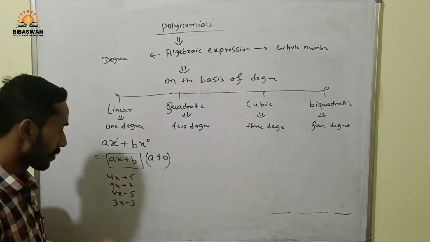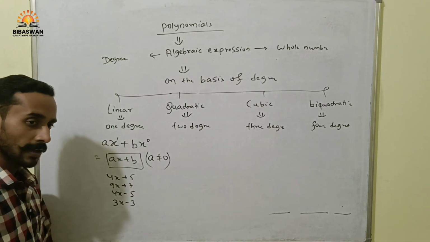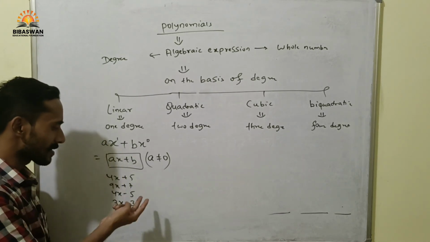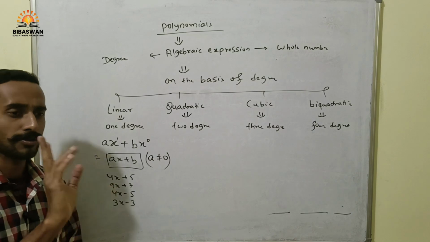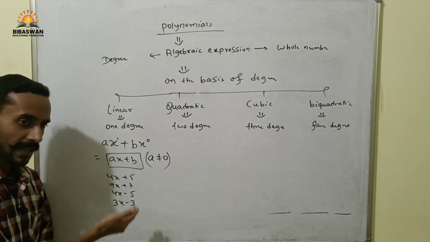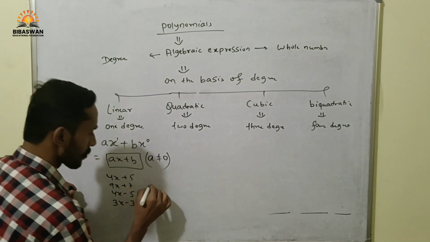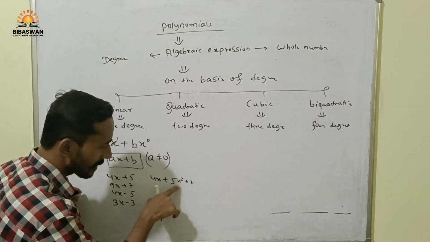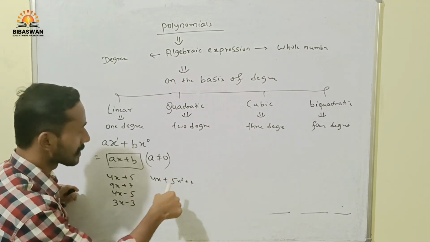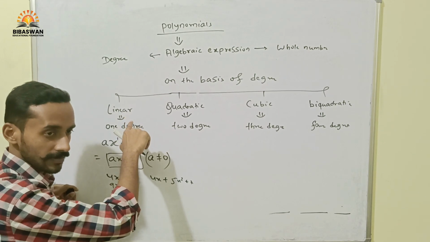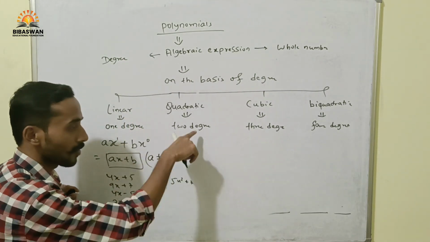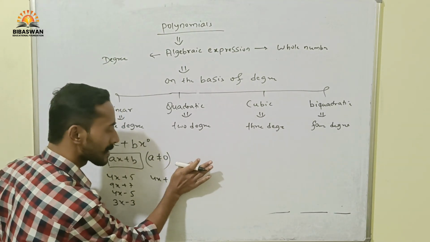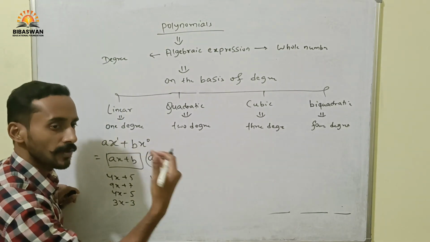In linear, if the power is 1, then there must be a maximum of 2 terms. If there are 3 terms, suppose 4x plus 5x square plus 7, now the degree, the highest power, is 2. This is not included in linear. This becomes quadratic. Understood? So in here, maximum terms 2, minimum terms 1.